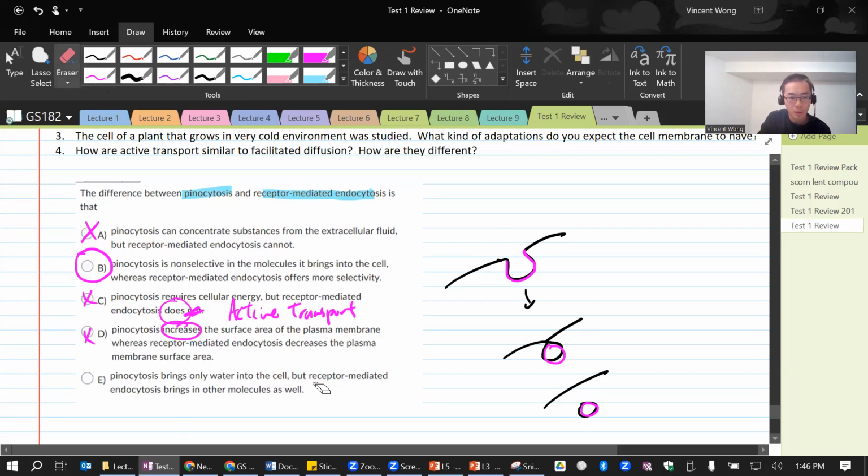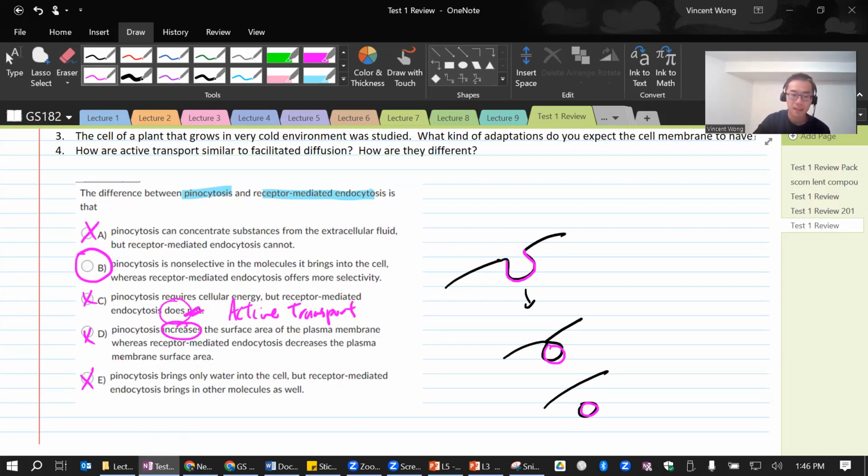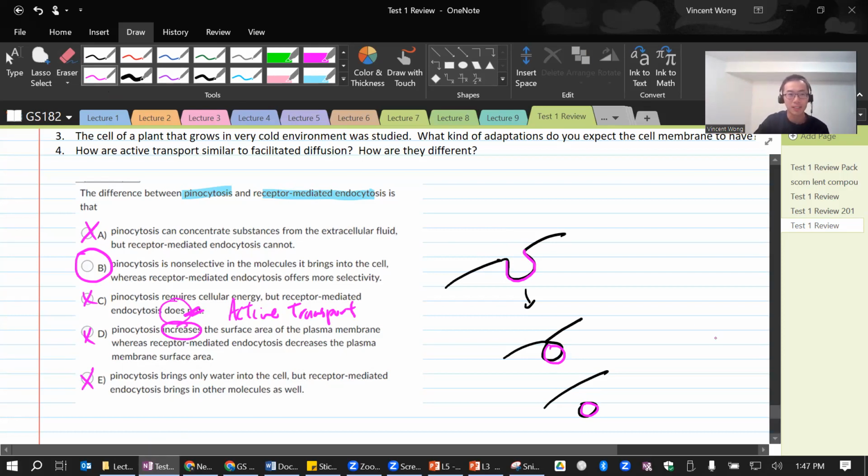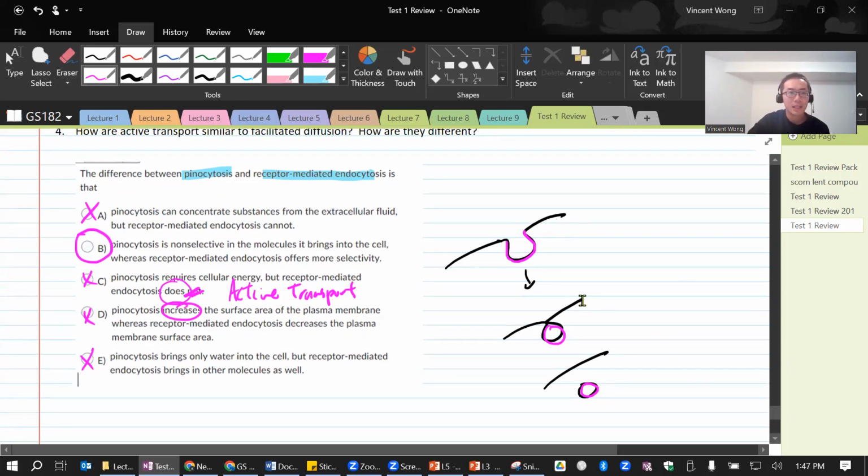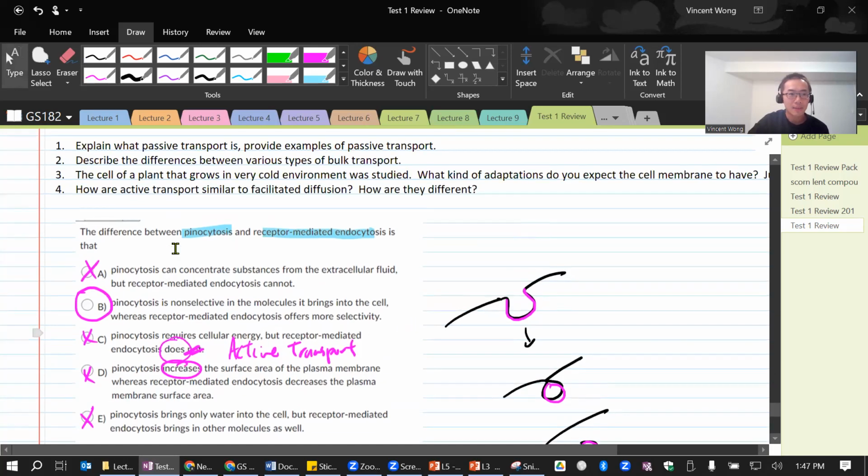Pinocytosis brings in only water into the cell. Like I said, it's like drinking from the murky water. You're going to bring in other stuff as well. It's not always just water. I don't know if you guys know what bubble tea is, but if you ever drink that, you try to drink the liquid, but you suck up the tapioca as well. It's a byproduct of what you do. Okay, so that is that.